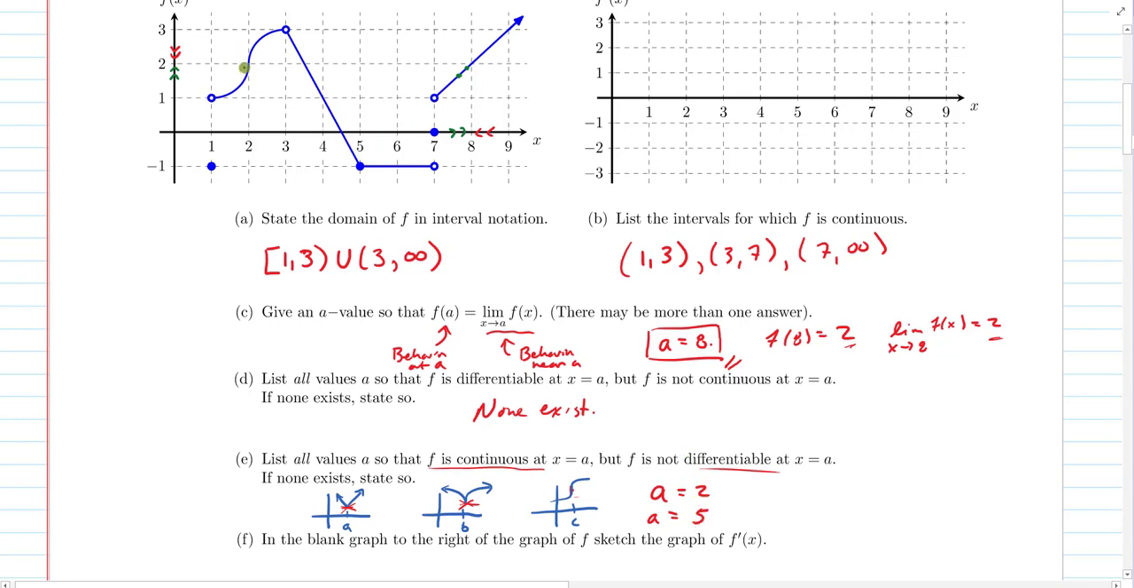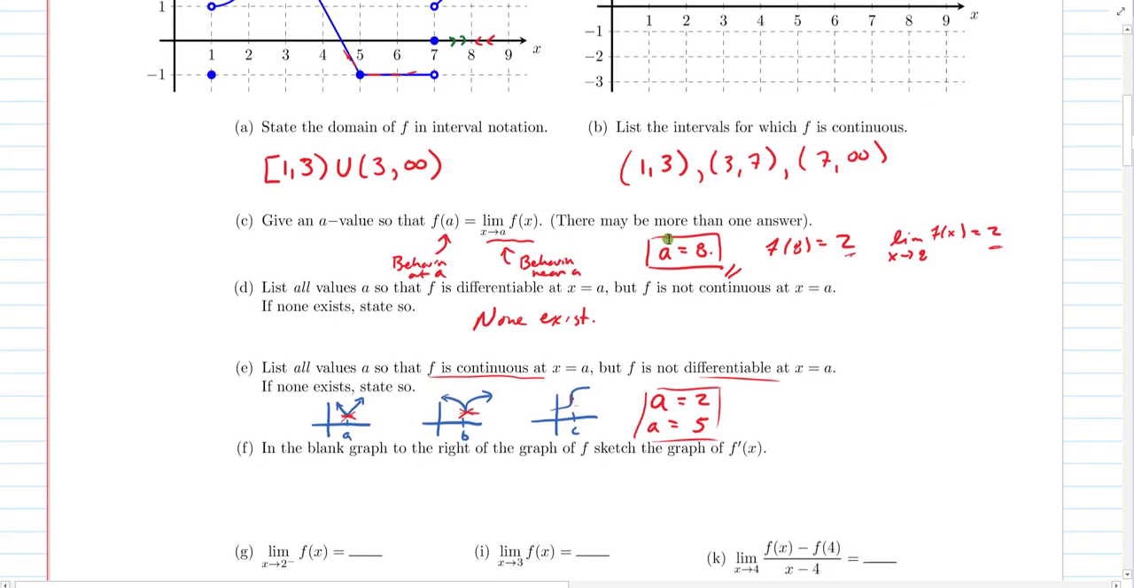So at 2, the graph has a vertical tangent line, so it's certainly not going to be differentiable. And at 5, notice that the derivative would be a negative value just before 5, and it would be exactly 0 after 5, but there's no way to give the slope of the tangent line at 5. And so those are the two locations where the function is continuous, meaning they were points in this interval that we listed here, but we still couldn't compute the derivative. Notice we don't include 3 here in our answer because we've already said that the function isn't continuous at 3, so of course it's not going to be differentiable at 3.